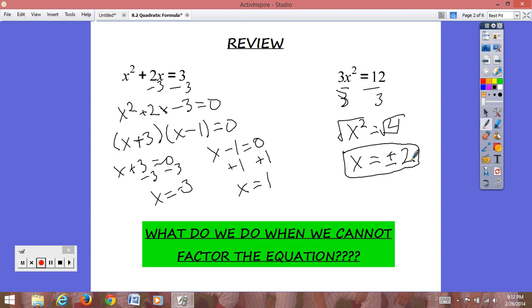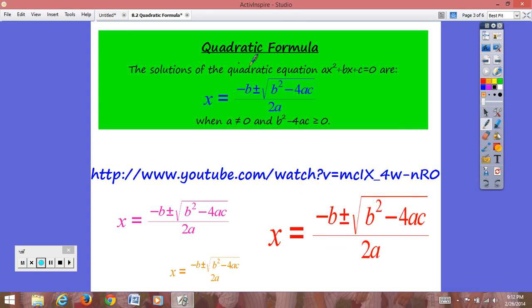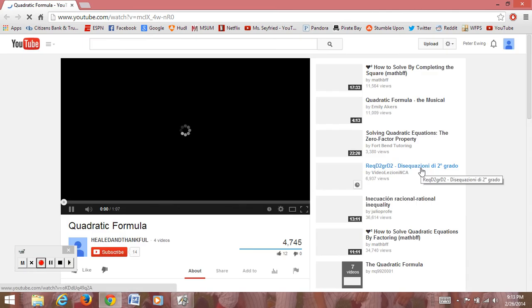Now what do we do when we cannot factor an equation? When we can't factor an equation, we use what's called the quadratic formula. And the solutions of the quadratic equation, ax squared plus bx plus c, are x equals negative b plus or minus the square root of b squared minus 4ac over 2a. And to help us remember that, we're going to watch a little video. Hopefully it'll stick in your mind and you'll be able to remember it.